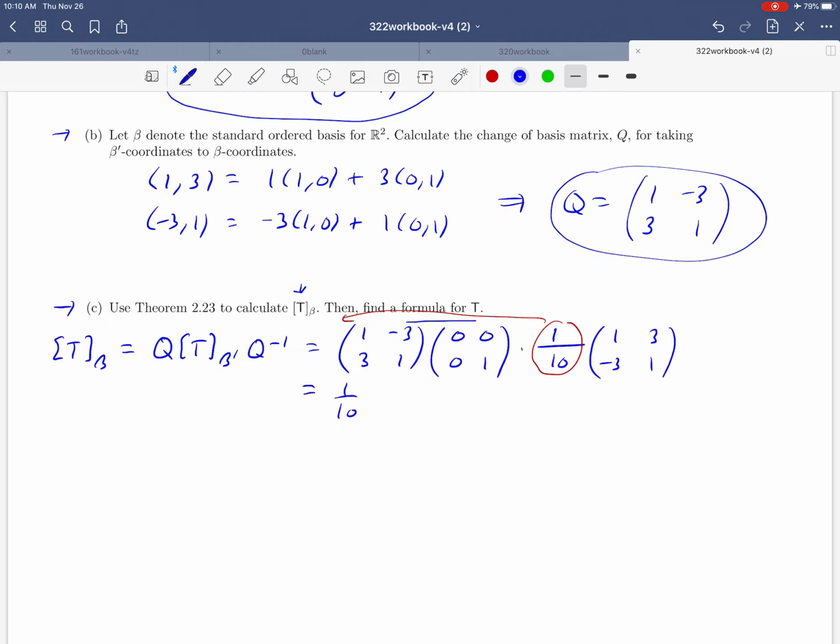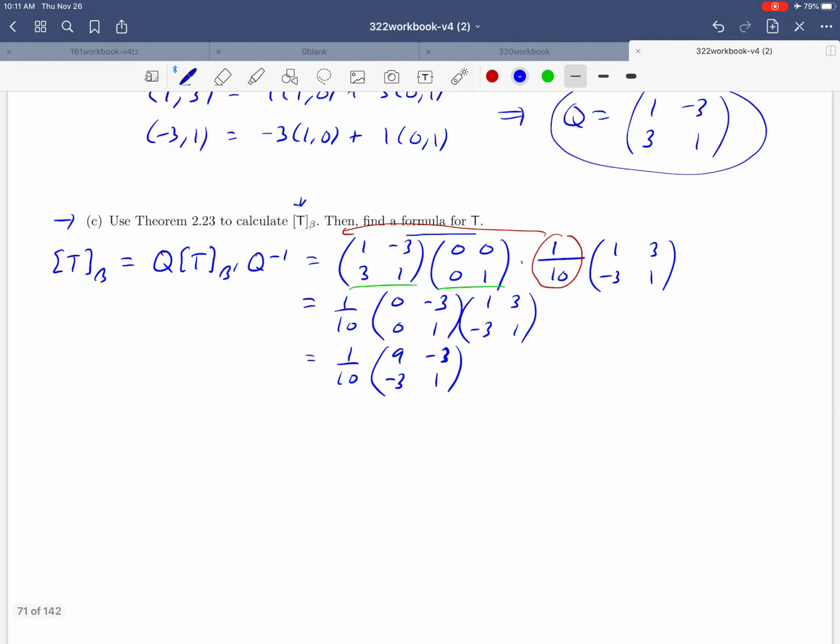And then start our multiplication of matrices together, starting by multiplying these two matrices together. That would give us 0, negative 3, 0, 1. Then that's going to get multiplied by the matrix on the far right. And then finally, if we do that multiplication of the last two matrices, you can double check me, we're going to get 9, negative 3, negative 3, 1.